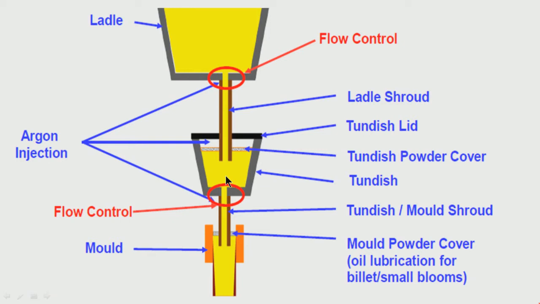So, these two are very important: argon injection at the flow control level from Ladle to Tundish, and again from Tundish to mold. This is the first requirement. There is a Ladle shroud as well as argon injection, and the sub-entry nozzle, a refractory shroud, as well as argon injection. Now let me come to how much of this inert gas has to be flown, how do we decide.